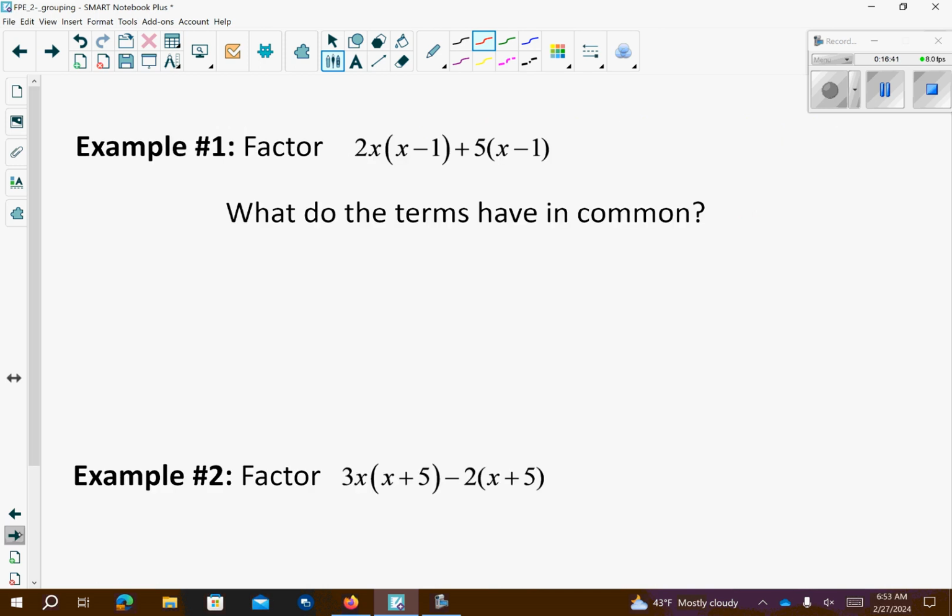So think about this one. What do I have in common between here and here? Well, I have the x minus 1. What do I have left? I have 2x plus 5. That goes in the other set of parentheses. It's done. This is pretty simple.